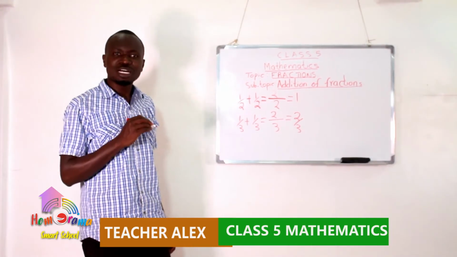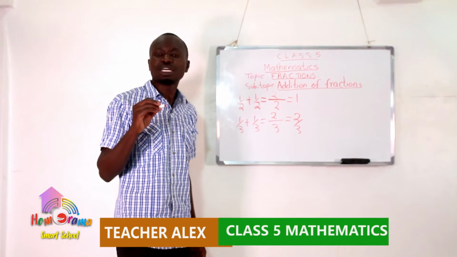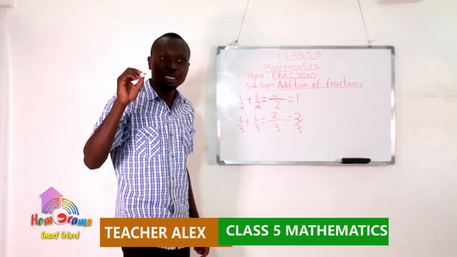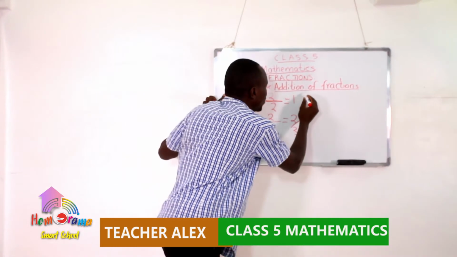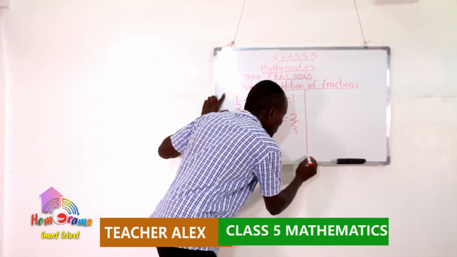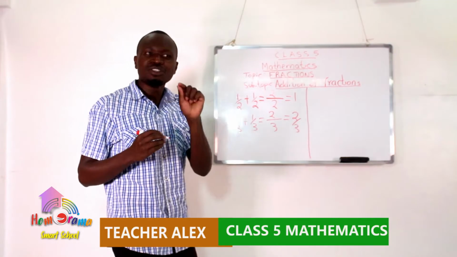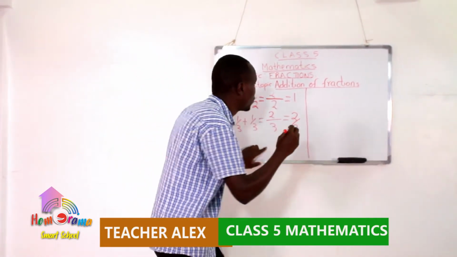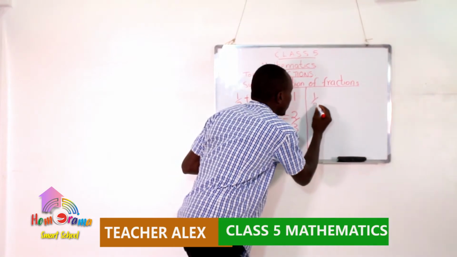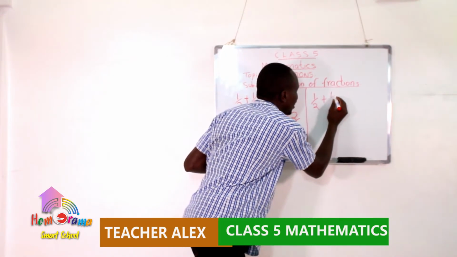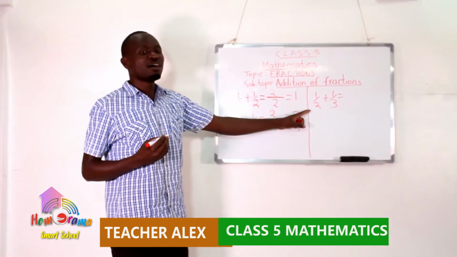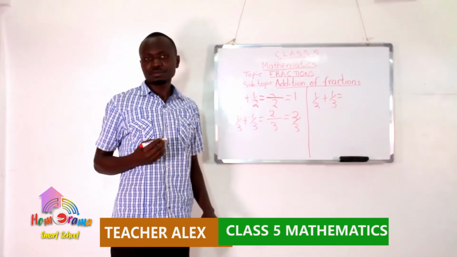Now, a question comes in when you are given fractions whose denominators are different. Allow me to split my board, and then we check the fractions whose denominators are different. If I'm given, for example, a half plus a third.